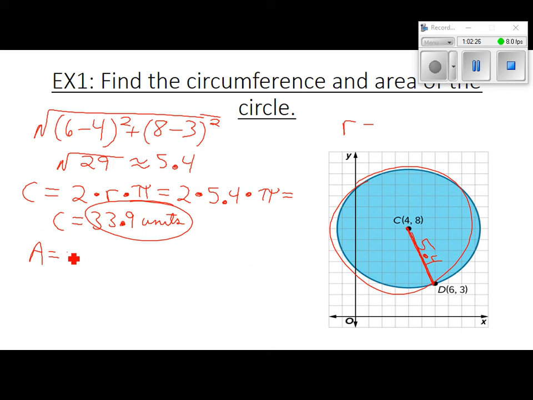What's the formula? Pi times radius squared. So pi times r, what's r? Times 5.4 times 5.4. Somebody do all that for us. While somebody's doing that, what's our units gonna be? Units squared, because it's area. Remember, units squared, we're counting up how many of these little squares are inside that circle. 91.6. Anybody else get that?